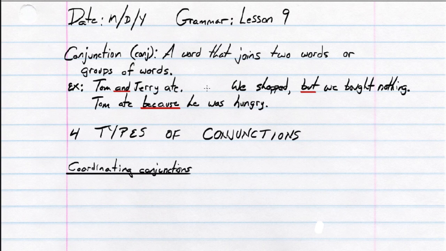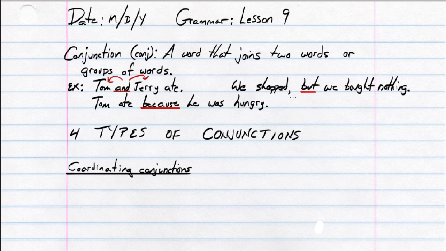All right, now let's talk about what they are joining. If a conjunction, by definition, is a word that joins two words or groups of words together, that means in order to find a conjunction, we have to be able to say what it is that they are joining. Okay, so in this first sentence, the word and is joining the idea of Tom and Jerry.